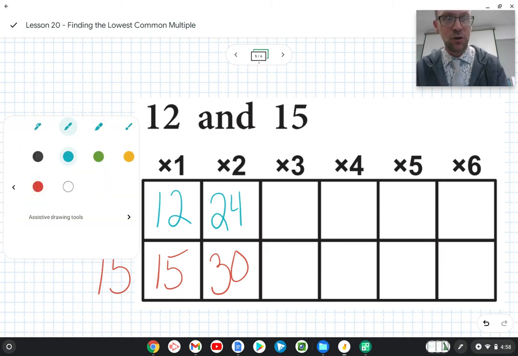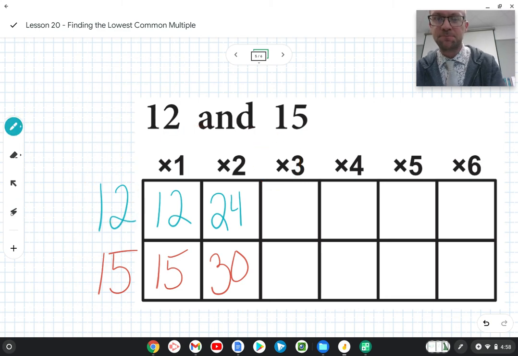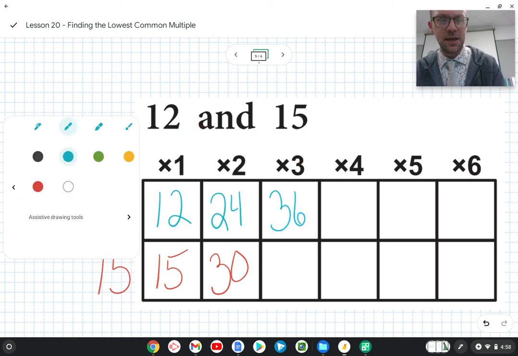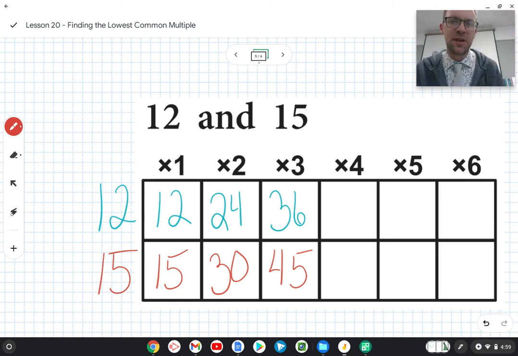So let's keep going. Let's go back to 12 now. 12 times 3, what's that? 36. How about 15 times 3? That's 45. I've memorized my 15 tables. It's really helpful. I know it's an extra bonus thing, but if you ever wanted to do that, it's super helpful because 15 is a pretty common number.